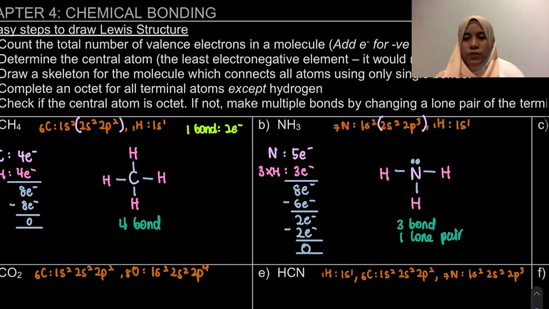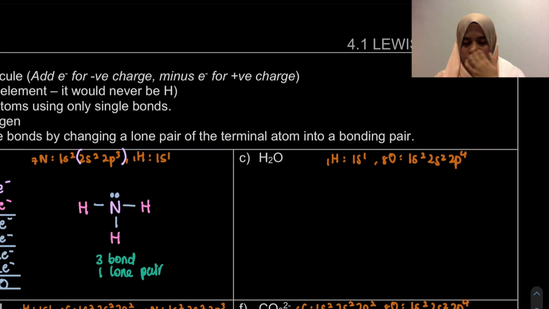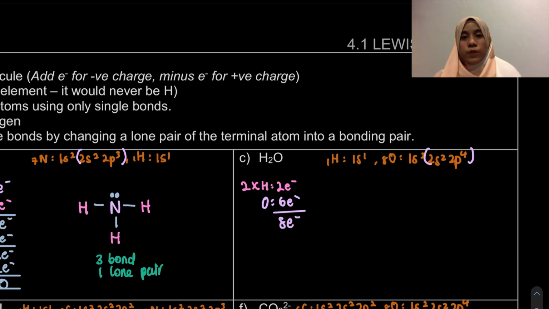Okay. So, next example is H2O. Okay, H2O is water, right? So, our 2 hydrogens, 2 electrons. Our oxygen, we see here, we have 6 electrons. So, the total is still 8. And then, which atom will be the center? Remember, it will never be hydrogen. So in this case we have hydrogen and oxygen, so oxygen will be the center. So, oxygen in the middle.